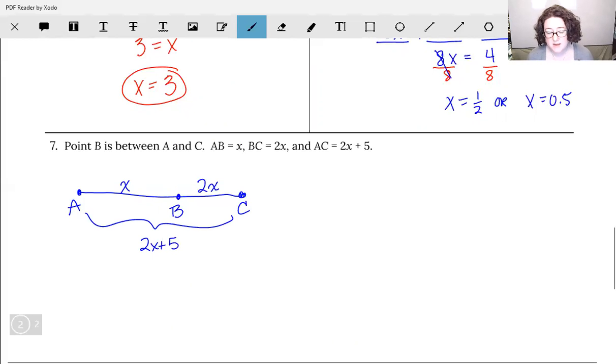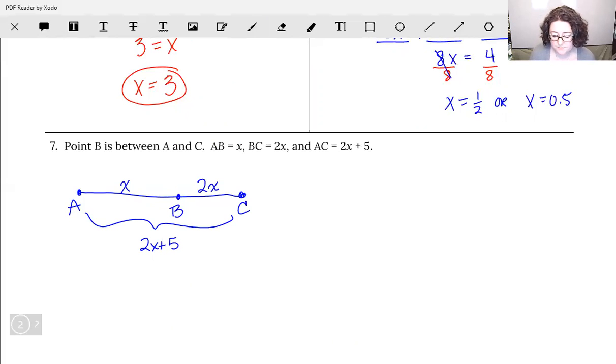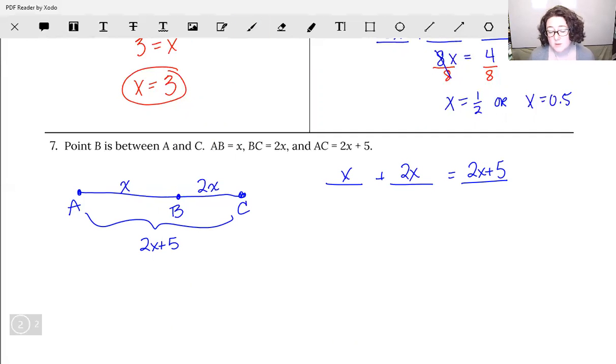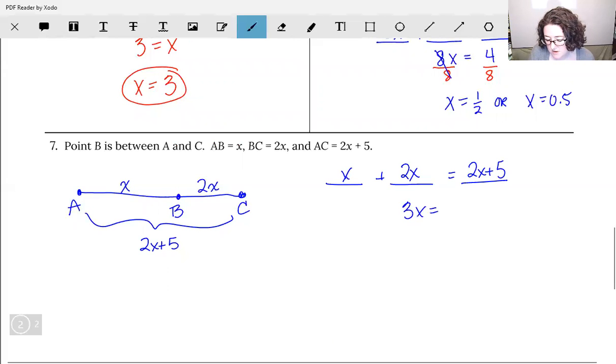So we need to think again. We have pieces, we have the whole thing. We need part plus part equals whole. Our whole segment was labeled as 2x plus 5. Our two pieces were x and 2x. So now it's just solving for x. So on the left-hand side, we can combine our like terms. x plus 2x gives us 3x. Right-hand side is still 2x plus 5.